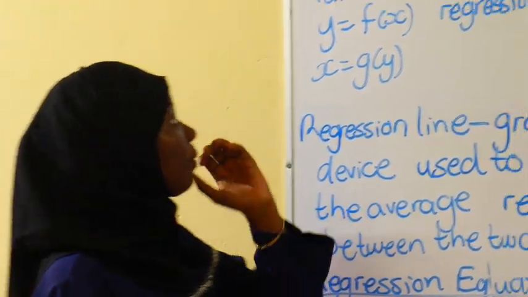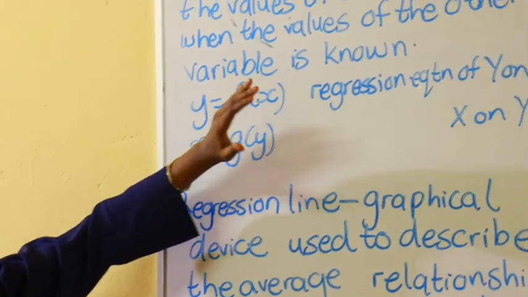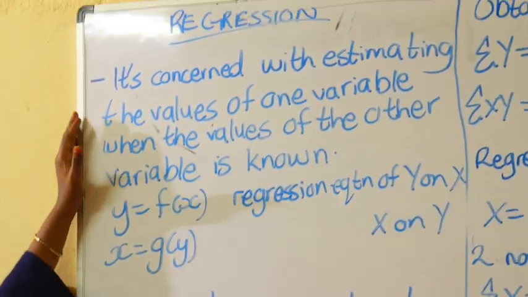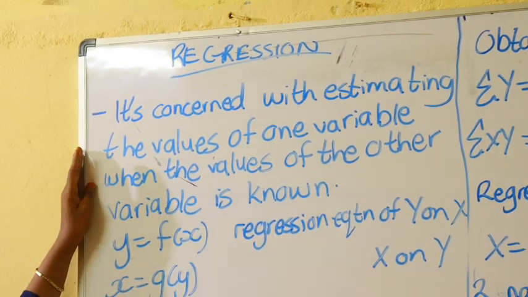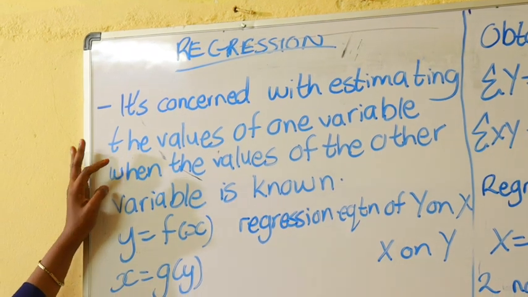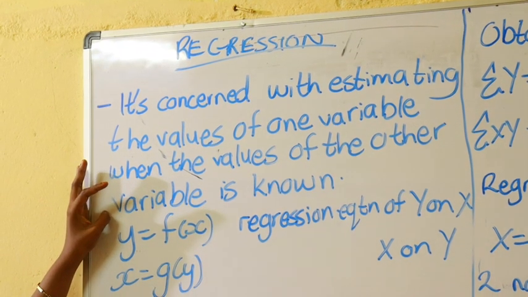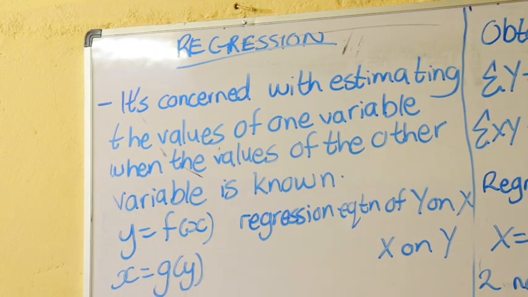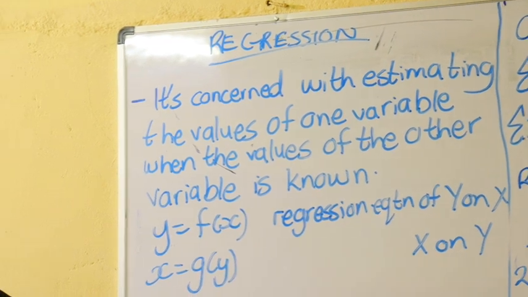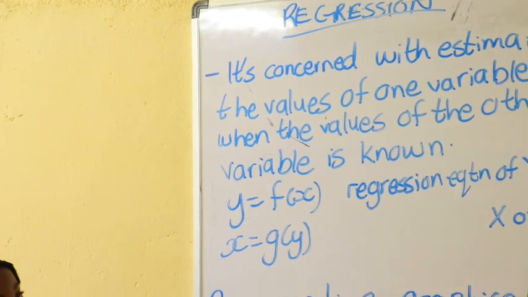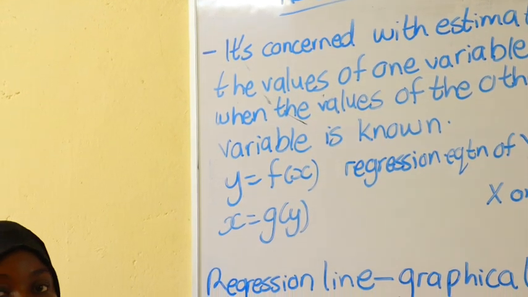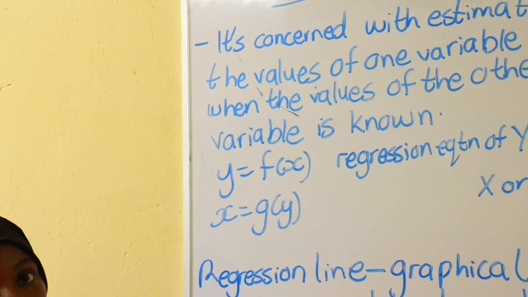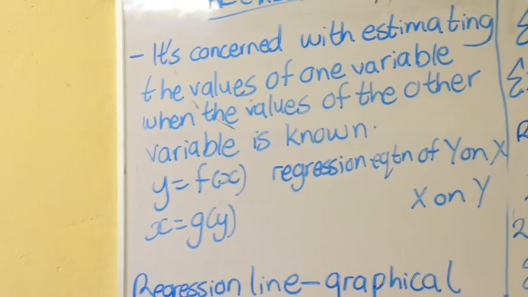Okay. So first things first, you have to know the meaning. Regression is concerned with estimating the values of one variable when the values of the other variable is known. So in this case, we are still dealing with two variables. You have to estimate one variable, say x, when you know the values of y. That is what regression deals with.